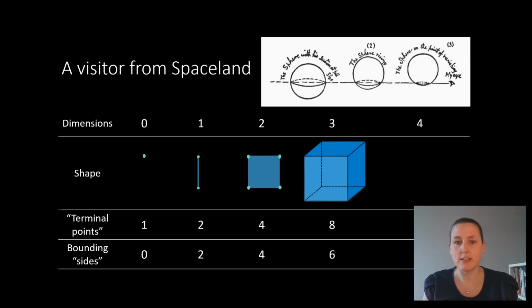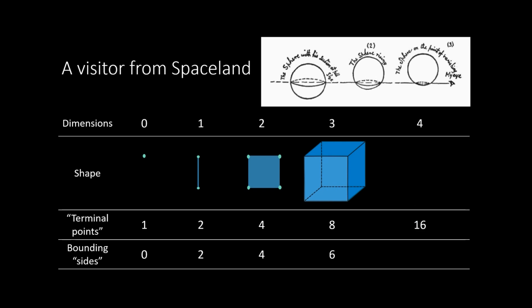We've got this terminal points thing, 1, 2, 4, 8. So some sort of weird 4th dimensional cube would have 16 terminal points or vertices. And then if you take your 0, 2, 4, 6, 8 would be the next number of bounding sides. So maybe this 4th dimensional thing would have 8 bounding sides, which would be 3-dimensional things. And how could you make it? You could take a cube and you could move it somehow into another dimension, which we don't understand, and join all those together, and that would give you this 4 cube. Sphere says, that's nonsense. Don't be stupid.